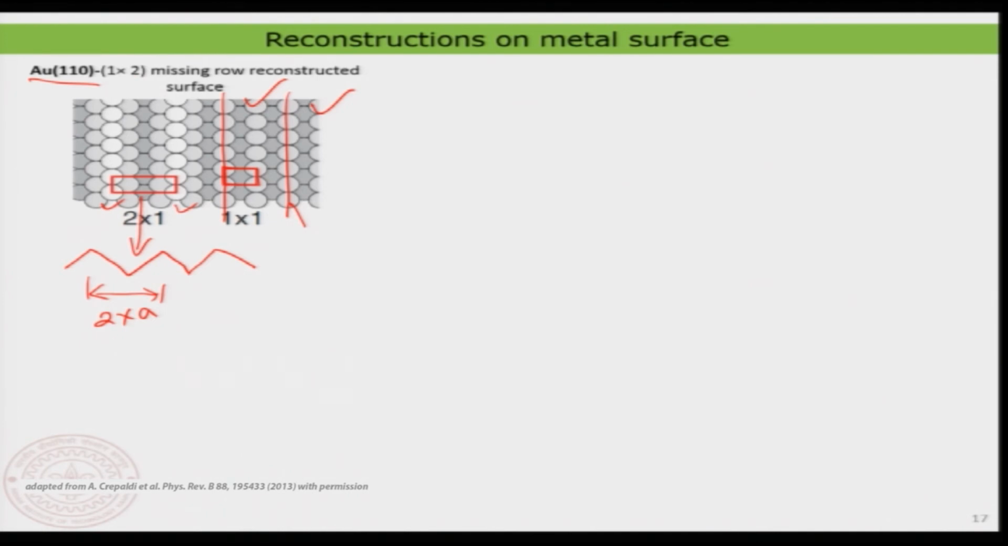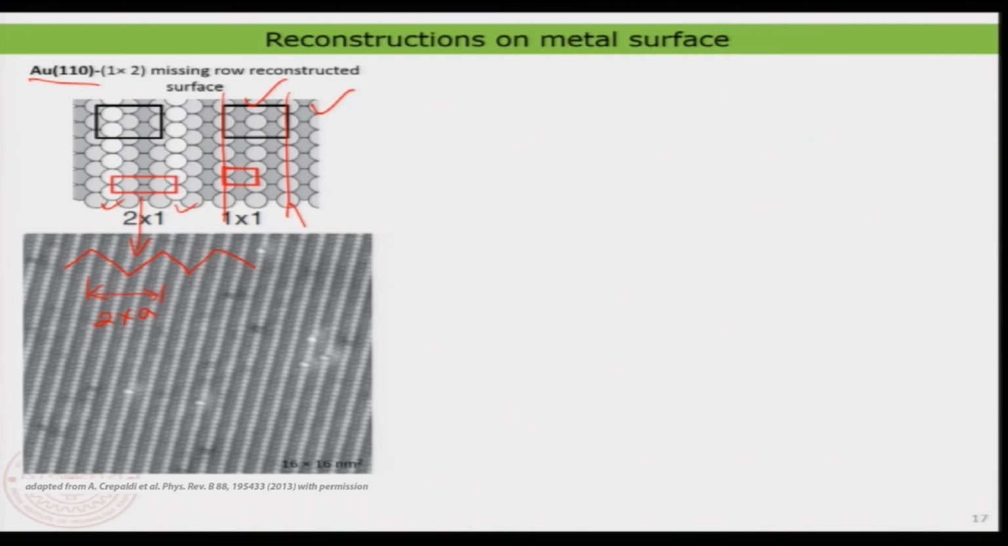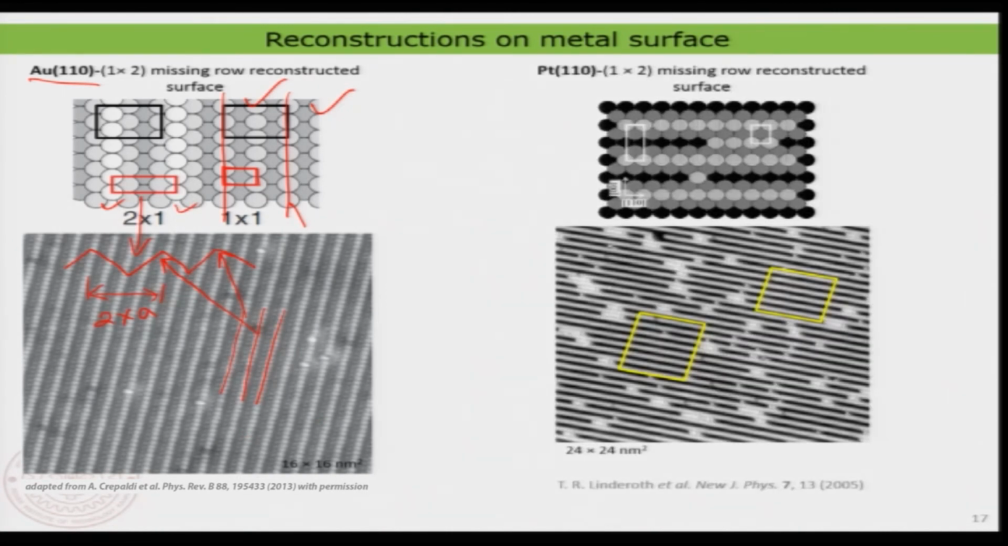We can also have a look at the STM image of the surface, and you can see this is the reconstructed surface, and that corresponds to the top of the wedges. So that's basically it, and it is nicely reconstructed, and you can see almost everything on the surface is completely reconstructed. Or you can also look at a different example, which is the platinum 110 surface.